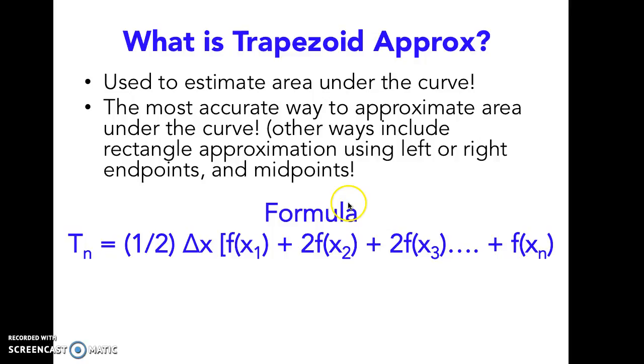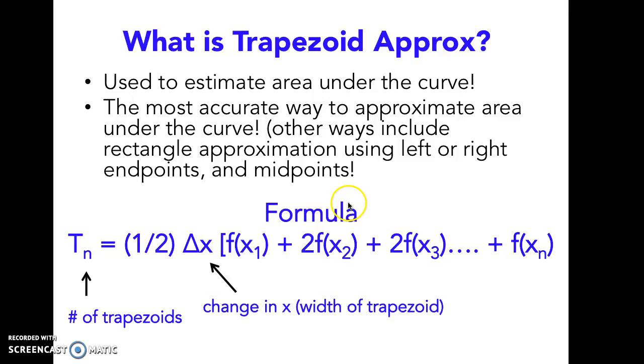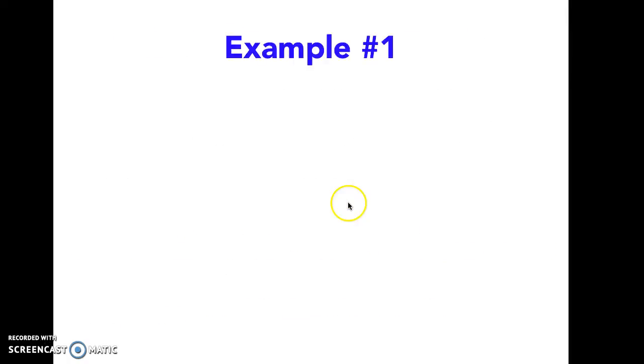The formula is T sub n, n being the number of trapezoids, is 1/2 times delta x, being the change in x or the width of the trapezoid, times f of the first x, plus 2f of the second x, plus 2f of the third x, and so on, but you want to be sure that the two endpoints, f of x1 and f of xn, are not multiplied by 2. So let's begin with an example.